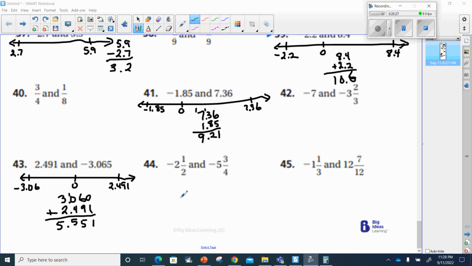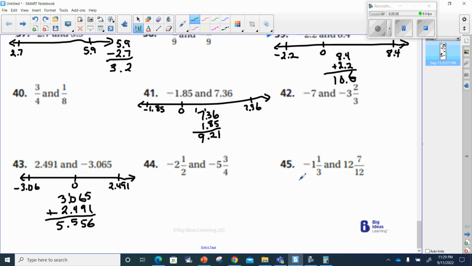Hold on, wait a second. This is not a 0. My apologies. I just realized that I wrote the wrong number here. This is actually a 5. Almost got away from me. So that means I'd have 5 plus 1, which makes 6. So my answer should be 5.556. Now let me double check all this. 2.491, 3.065. Yes, that'd be my final answer.